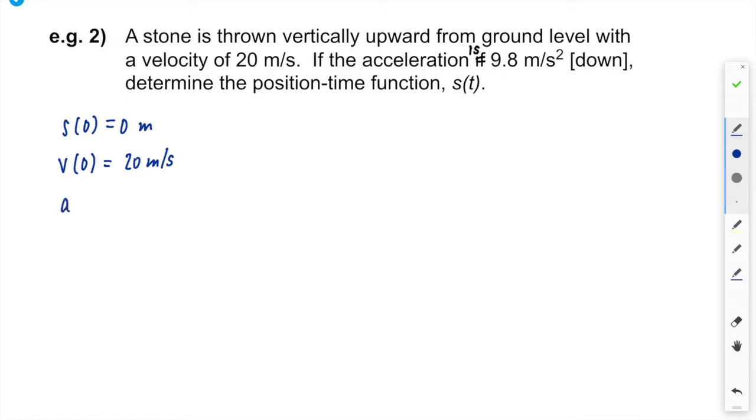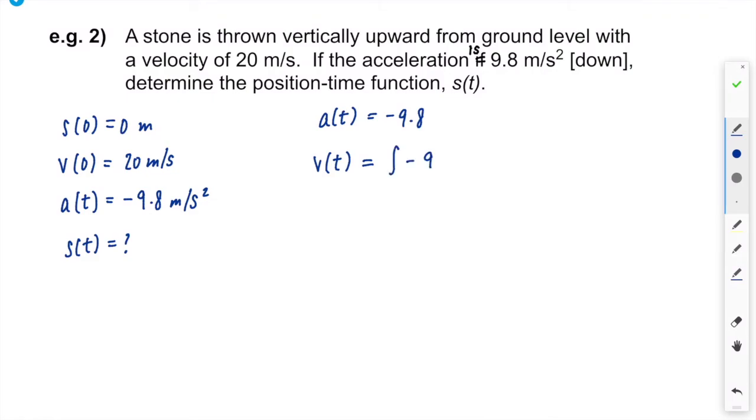Acceleration, well, it doesn't mention anywhere because it's constant. So a of t at any time is negative 9.8 meters per second squared. So here we're going to look for s of t. Looks like we can start with the acceleration function and then use that to find the general function for v of t by taking the integral of that with respect to time. This gives negative 9.8 t plus c.